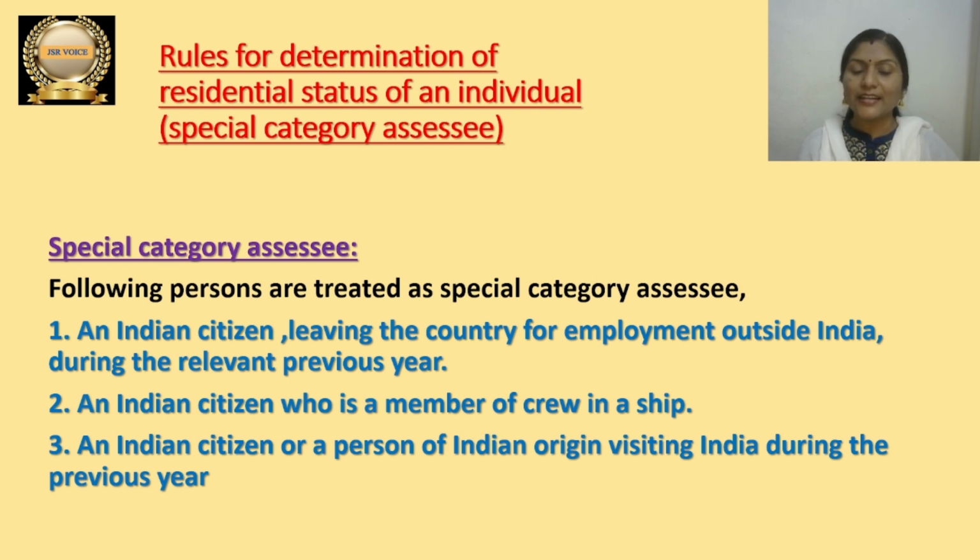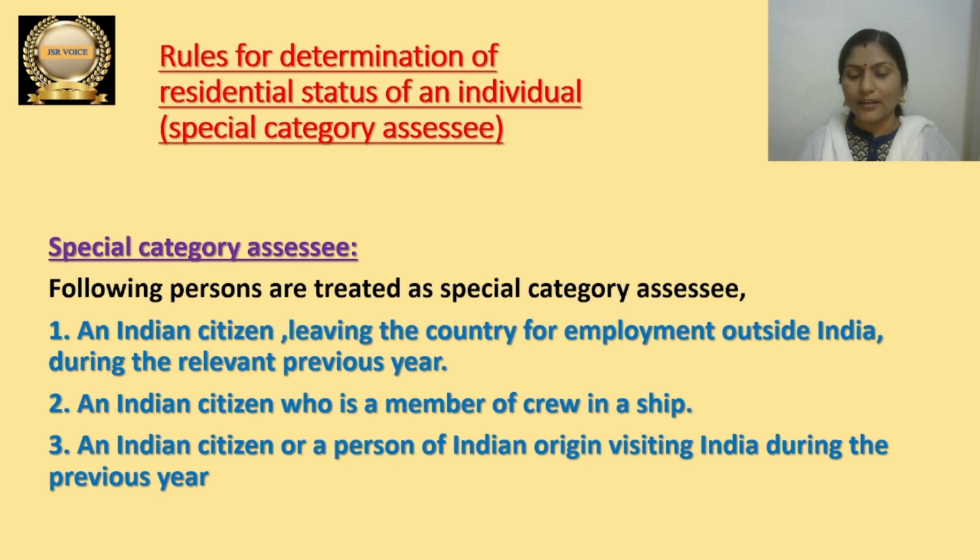First one, an Indian citizen. He must be an Indian citizen first of all, leaving the country for employment outside India during the relevant previous year. So he actually went to other countries because of employment. He was an Indian citizen, but he is leaving India on employment basis to other countries. So this first one we can apply to our Mr. Raj Kapoor, he is our assessee at present. So this first one is satisfying. That is why we have to treat him as a special category assessee. Hope this is clear.